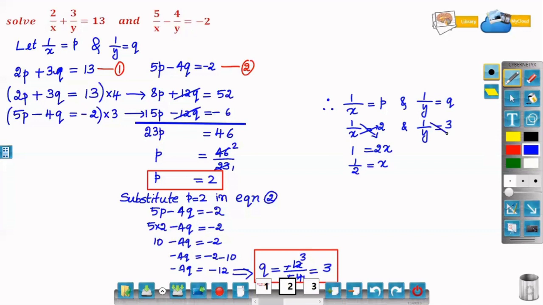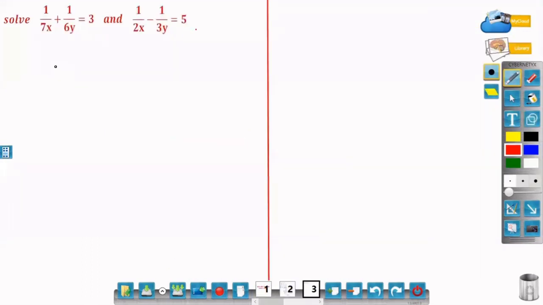In the second one, 1 is equal to 3y, so y is equal to 1 by 3. Now we got the solution for the given equation, that is the value of x and y. Therefore the solution is x is equal to 1 by 2 and y is equal to 1 by 3. This is the solution of the given equation.